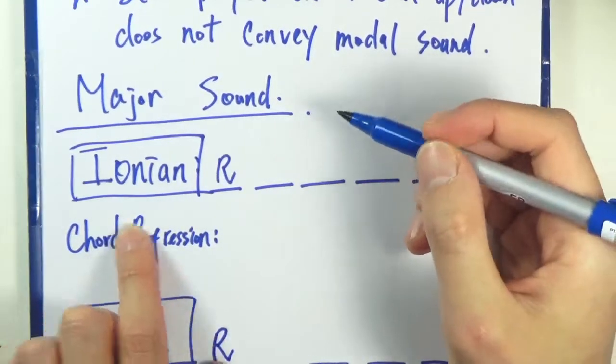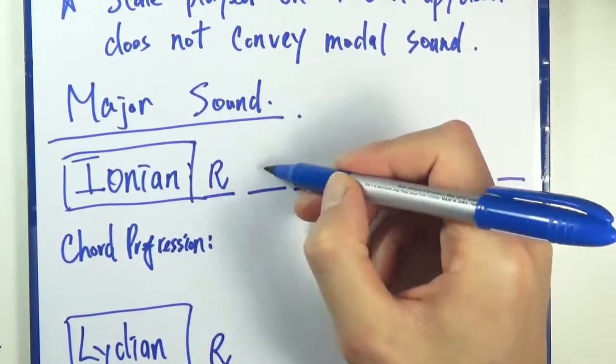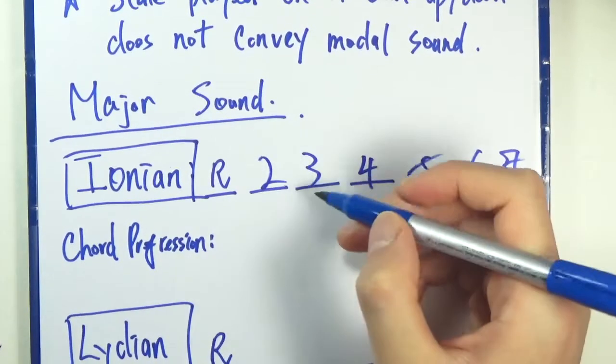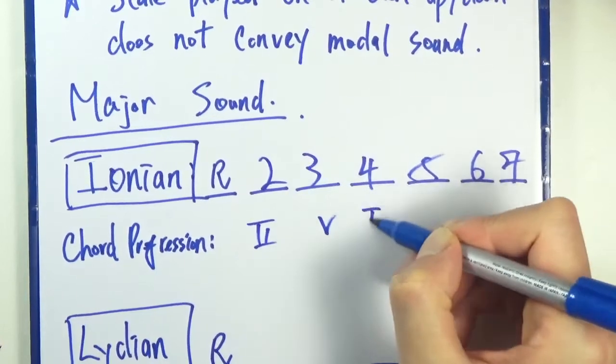Okay, so Ionian, that's just the major scale, right? So root, 2, 3, 4, 5, 6, 7. Chord progression, just 2, 5, 1.